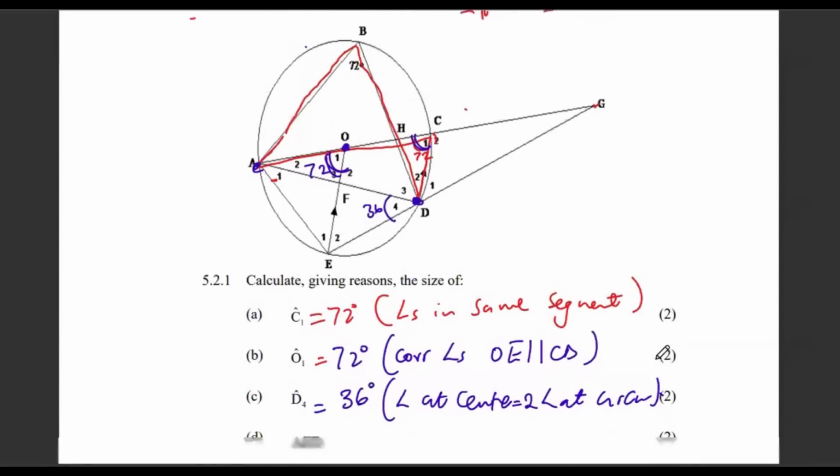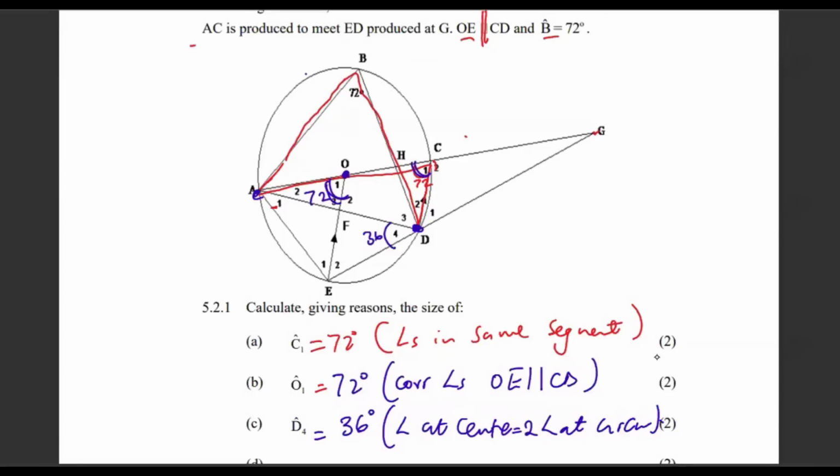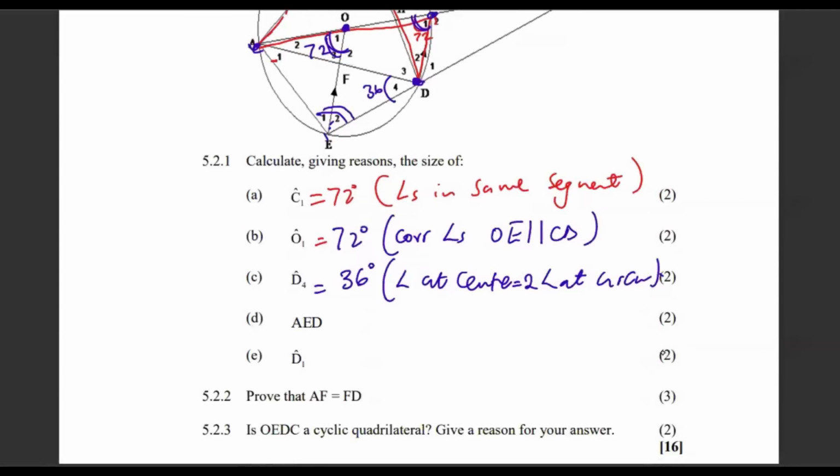And then they want us to get the size of AED. A, E, and D. So the whole of this angle here. But one thing we know is that ACDE is a cyclic quad. Okay, it's 4-sided and the corners are basically touching the circle, meaning that this 72 and this E should be supplementary. So it's going to be 108. So I'm going to say that's 108, opposite angles of a cyclic quad.